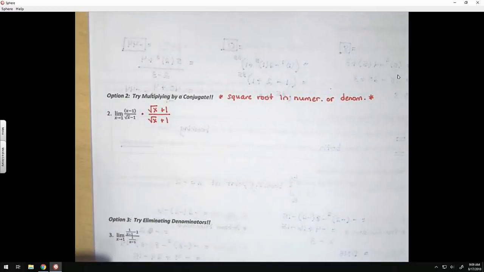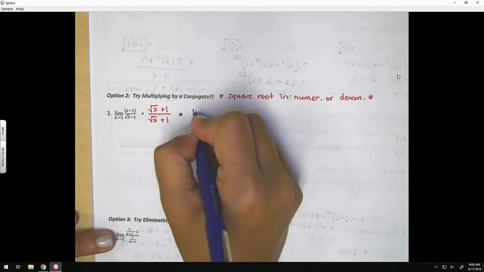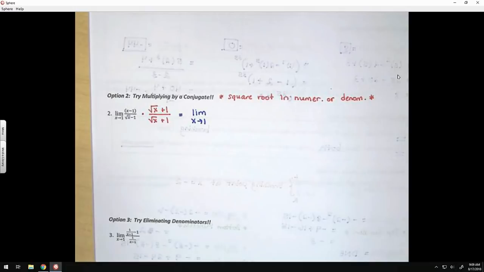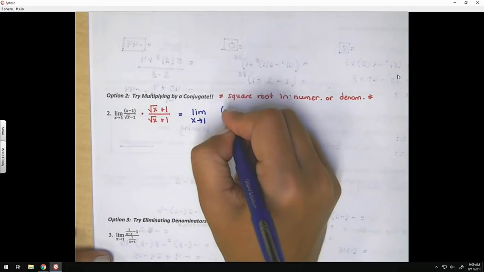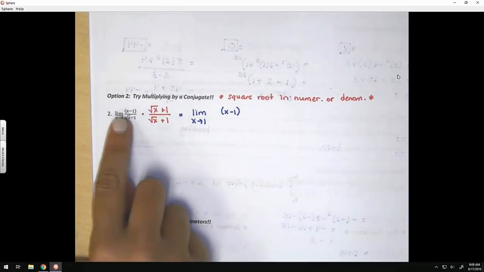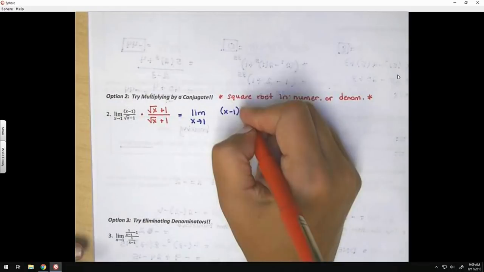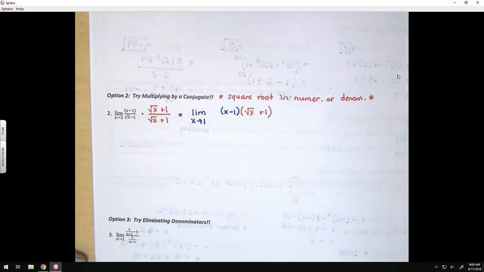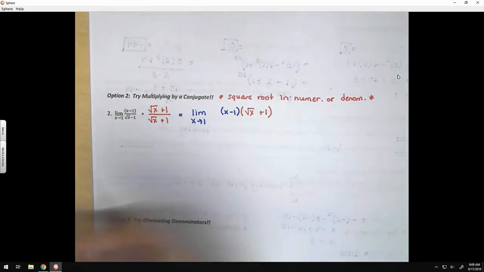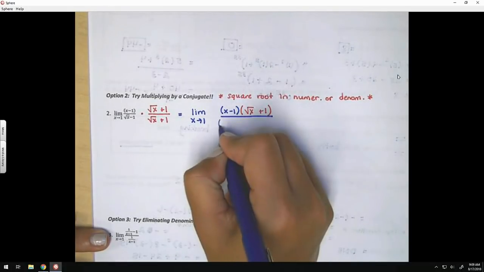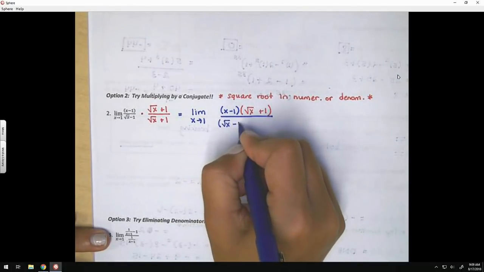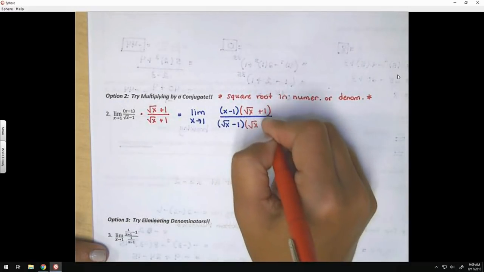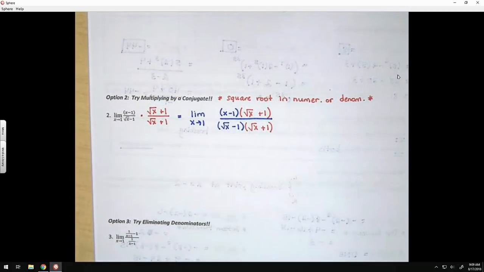Now here's what I'm going to get. My new limit is going to be the limit as x approaches 1. In the numerator, I'm still going to have the x minus 1 that was originally there, but then I'm also going to have the square root of x plus 1, which is what I multiplied by. In the denominator, I'm still going to have the square root of x minus 1, which was already there, but then I'm also going to have the square root of x plus 1, which was what I multiplied by.